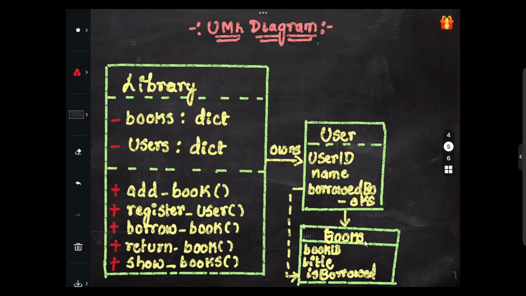So first thing, the main class would be the Library class, right? Here it consists of the parameters books and users, both of which are of type dict actually. So this is fine.